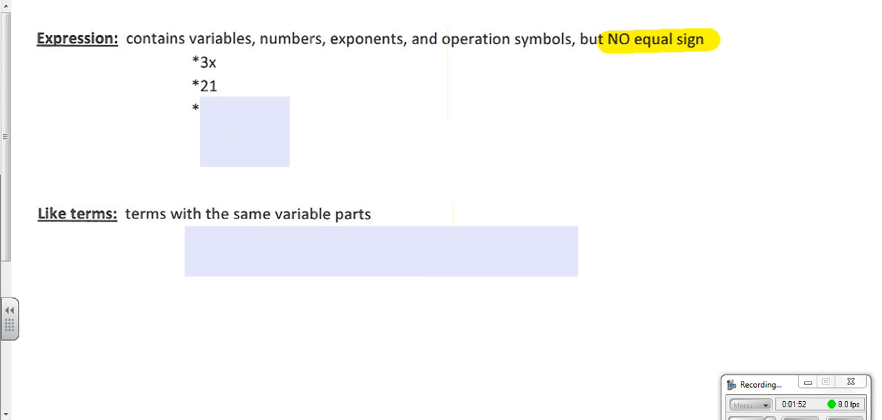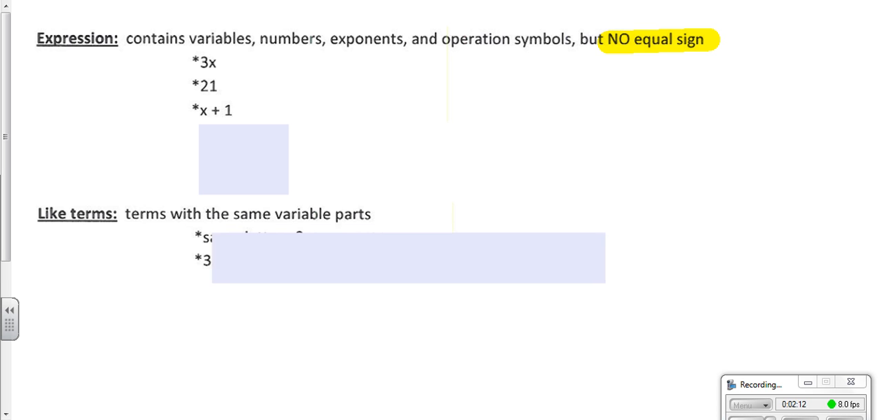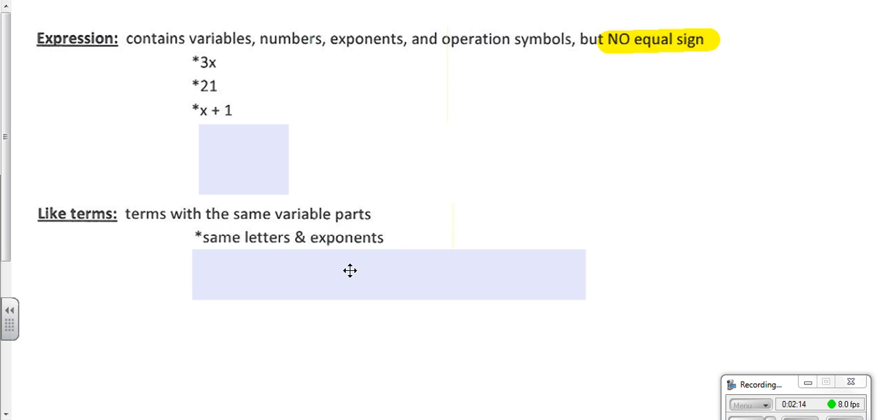It is a term. And x plus 1. So there it shows an operation symbol in between the two pieces. Those are all expressions, but notice that none of them have an equal sign. Like terms means terms with the same variable parts. Now if we look at an example here, we have to pay close attention to whether or not they have the same letters and exponents.